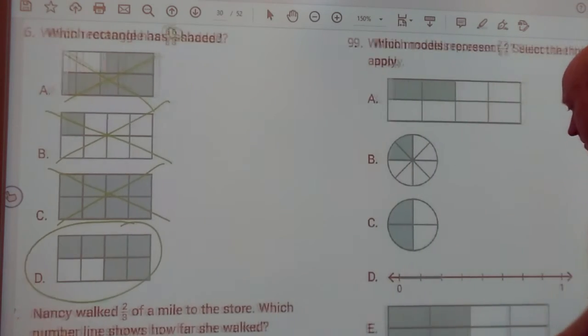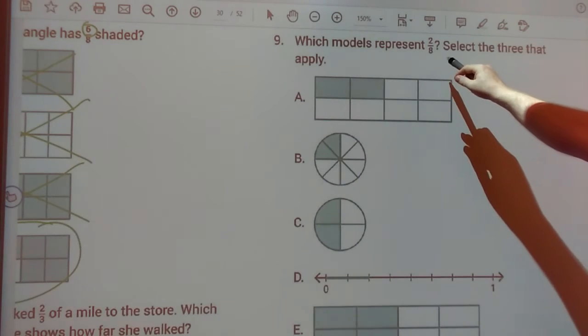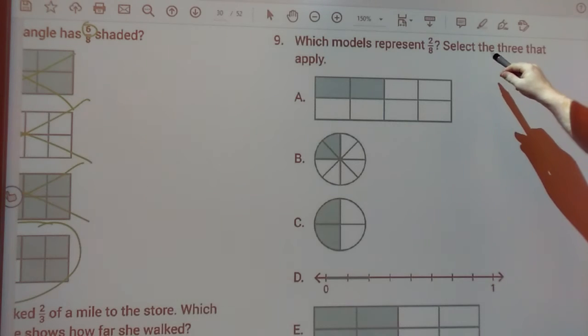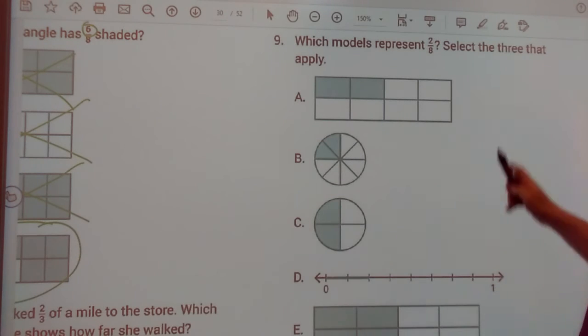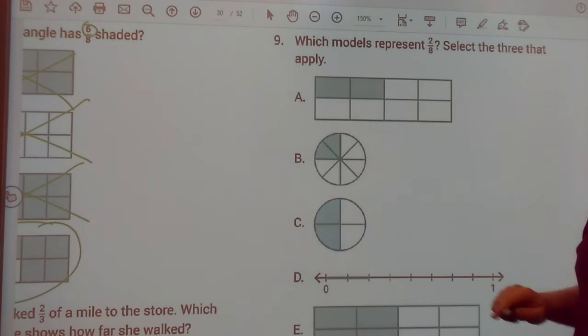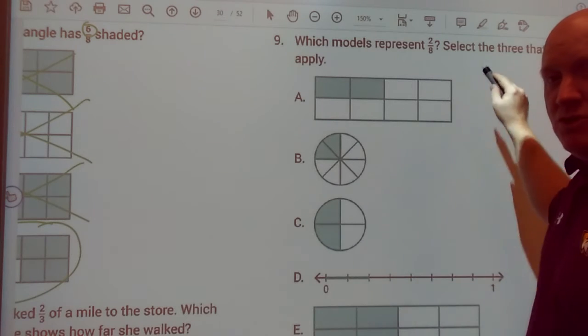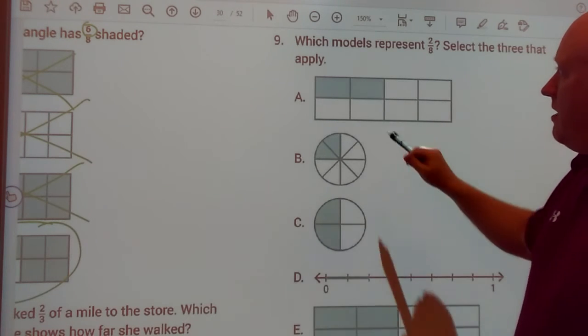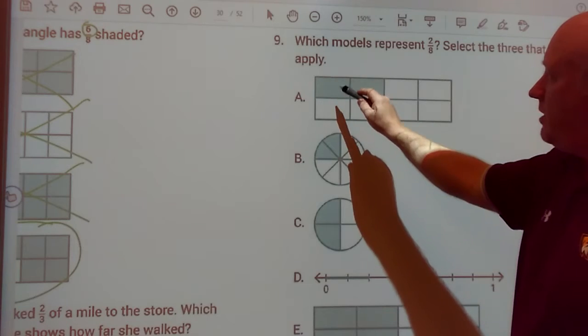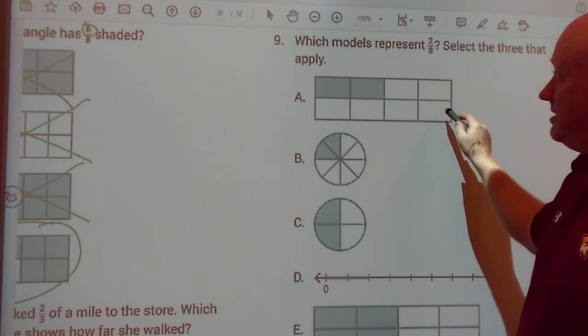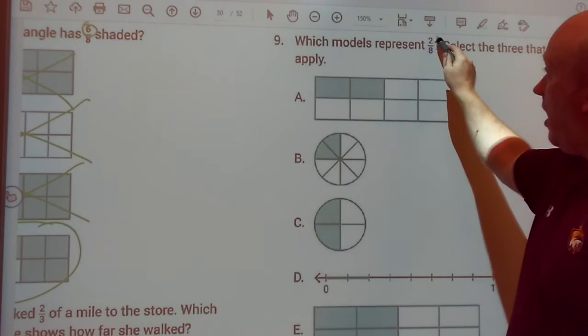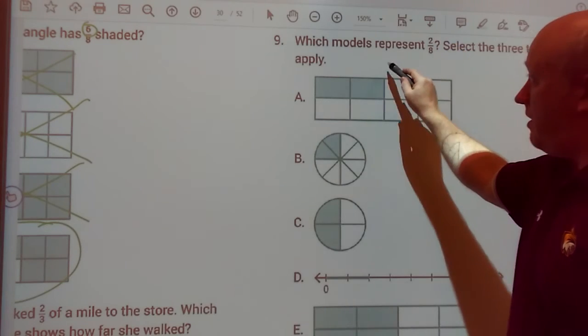Okay, now let's look at number 9. Which model represents 2/8? Select the 3 that apply. Okay, so we need to look at which 3 give me 2/8. Let's look at A. A has how many equal boxes? 8. How many are shaded? 2. Look, 2/8. There we go.